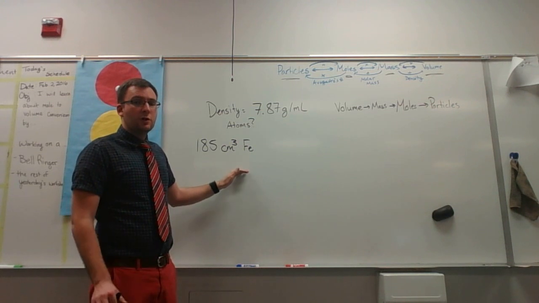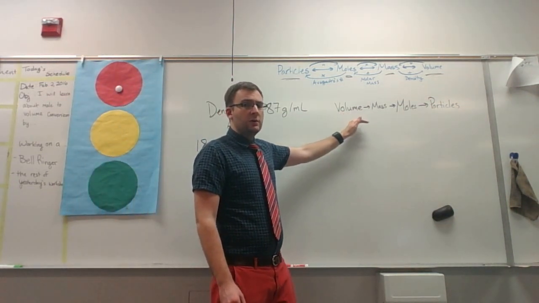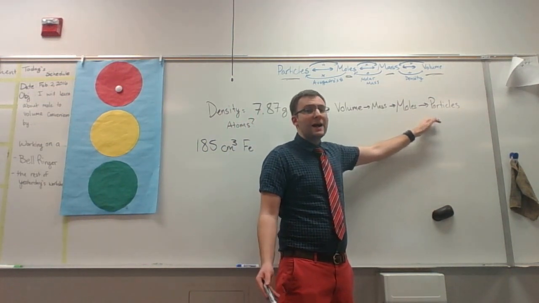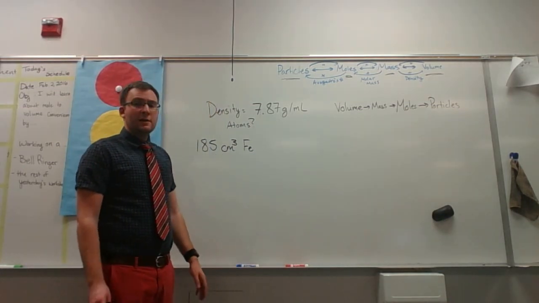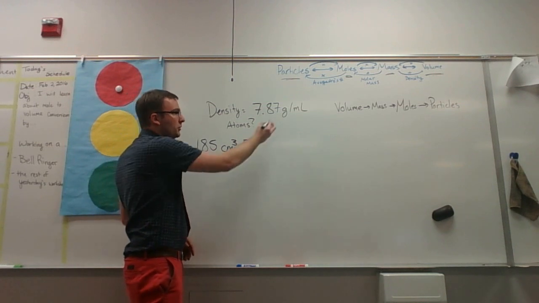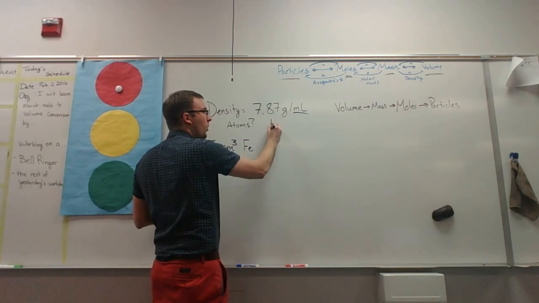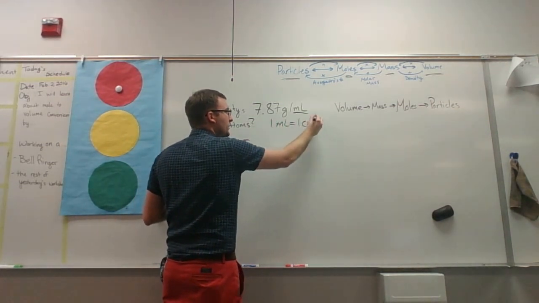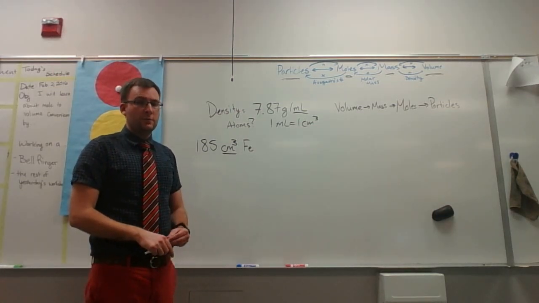Now I have a certain progression that I have to understand. I'm trying to convert from volume to mass to moles to particles, or in other words, atoms. Now the first thing that may be concerning is that I have different units of volume, centimeters cubed and milliliters. Well, lucky for us, 1 milliliter equals 1 centimeter cubed. So we actually don't have to worry about that because they're the same amount of volume.